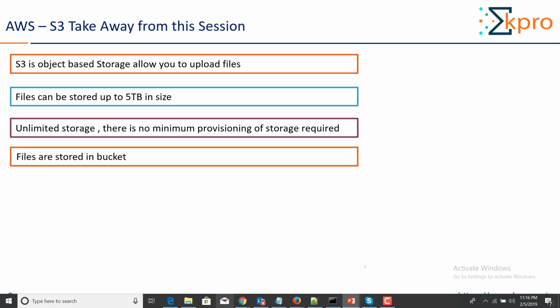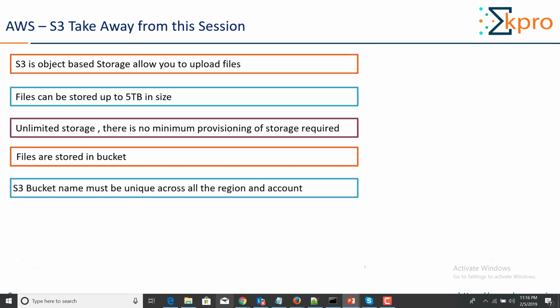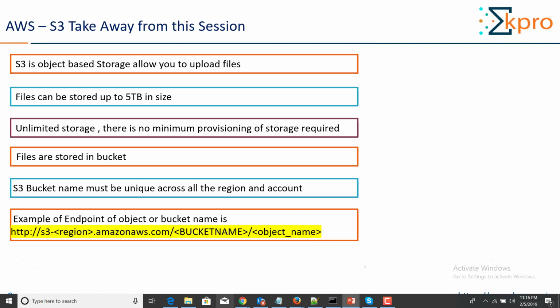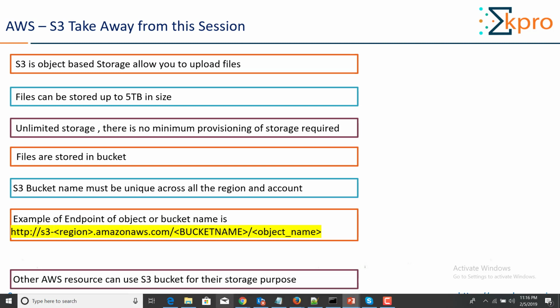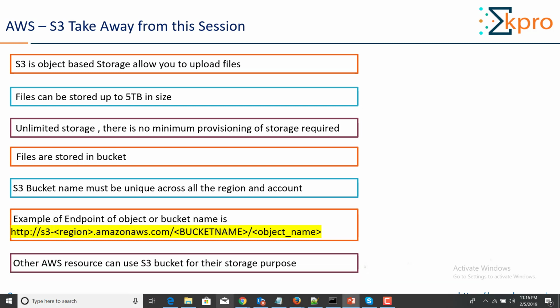Files are stored in a bucket, yes. The S3 bucket name must be unique across all regions and accounts, yes. An example endpoint of an object or the bucket name is https://s3.region.amazonaws.com/bucketname/objectname. This is the format. Other AWS resources can use an S3 bucket for their storage purposes. Yes, that we have seen.